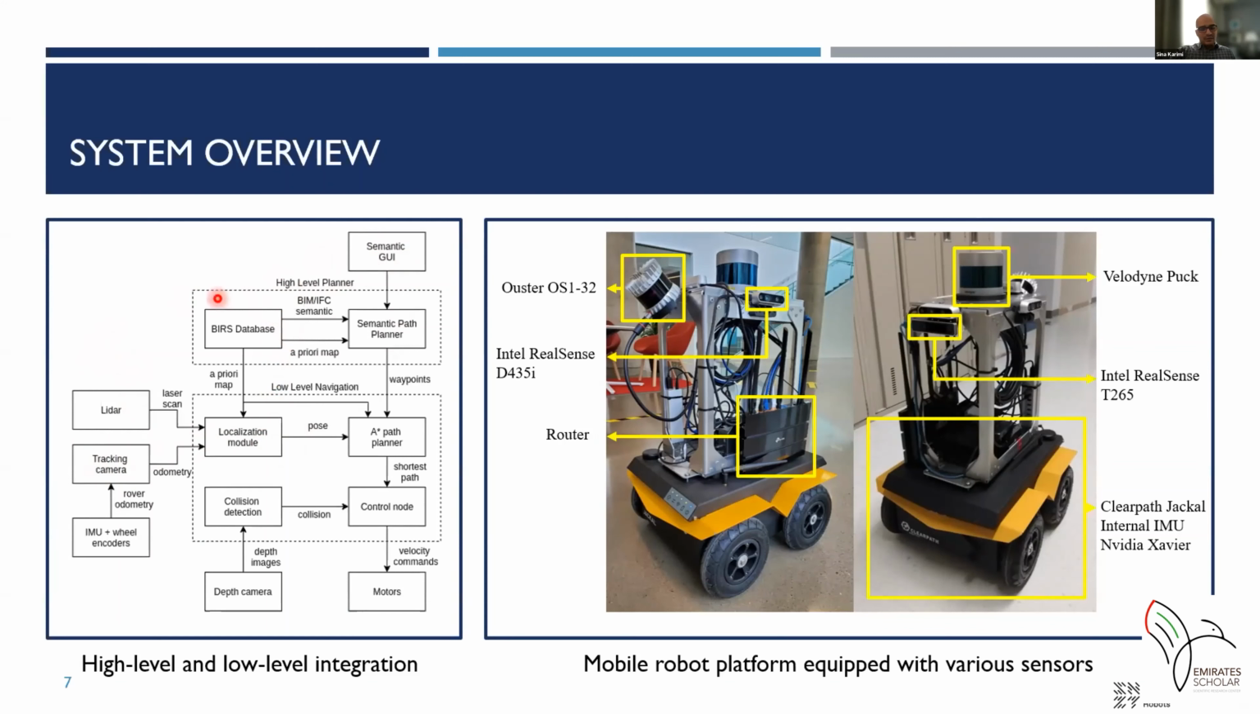And as you can see, the higher part of this graph is the high-level path planner based on BIM IFC information, and the low-level path planner is what the robot uses to transit from one point to the other one. And the transition from that is calculated, and we use the A* path planner to find the shortest path within the optimal path. After that, all this information is provided to the control node, and the control node sends the velocity commands to the motors to navigate from one node to the other.